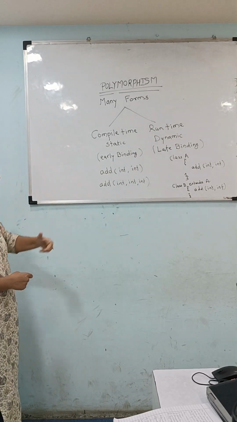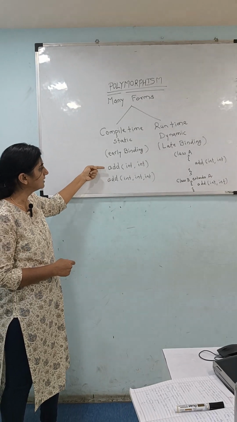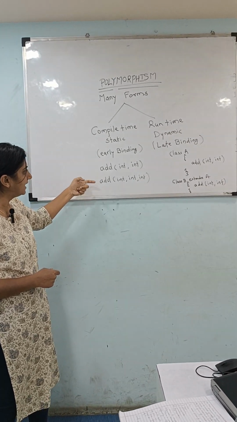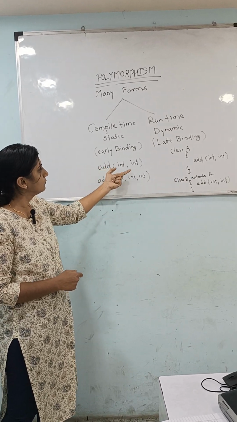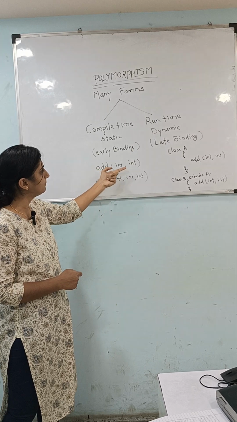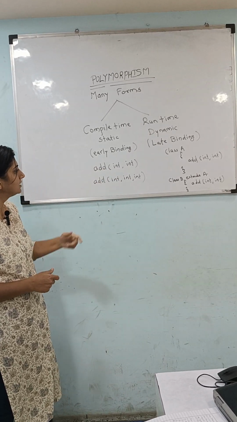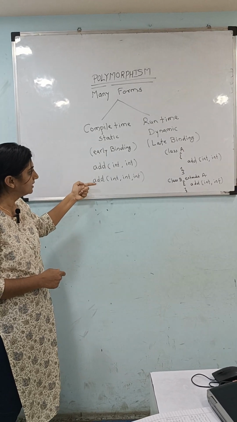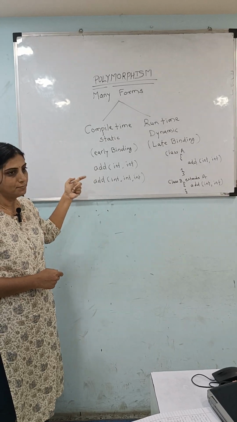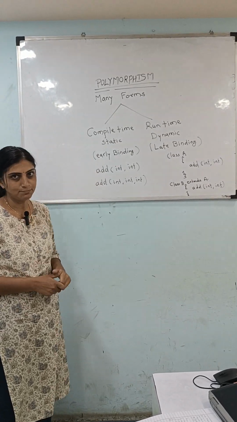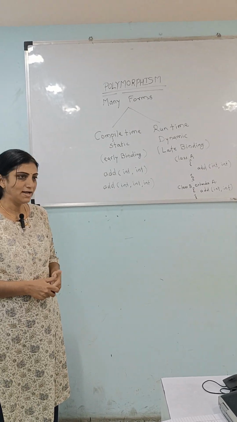When we come to compile time polymorphism, suppose there are two methods. One is add. The method name should be the same, add, and the parameters differ. For this method, we are passing two arguments of type int, and for this method we are passing three arguments of type int. So when the method name is the same with a different argument list or argument type, we call it method overloading, and it comes under compile time polymorphism, because which method is going to execute is defined at compile time only.